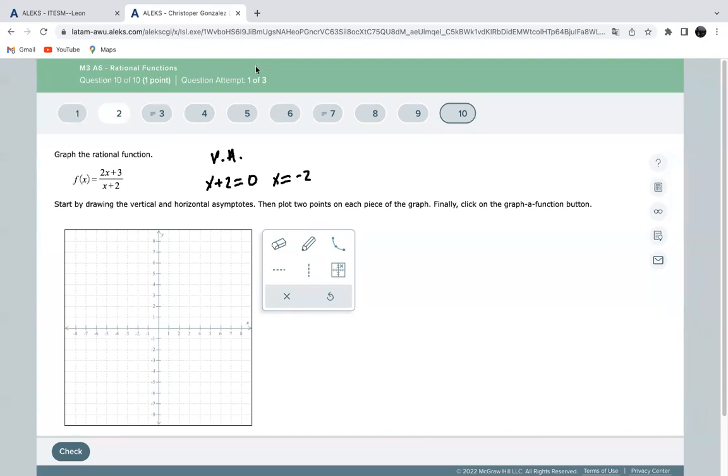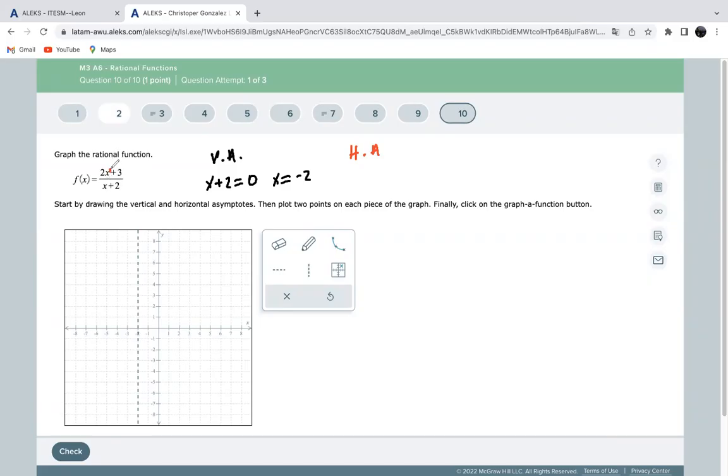So we end up with -2. Let's select the vertical asymptote and sketch it at -2. Then we're going to find the horizontal asymptote. And the horizontal asymptote is about seeing what makes a difference in the behavior.